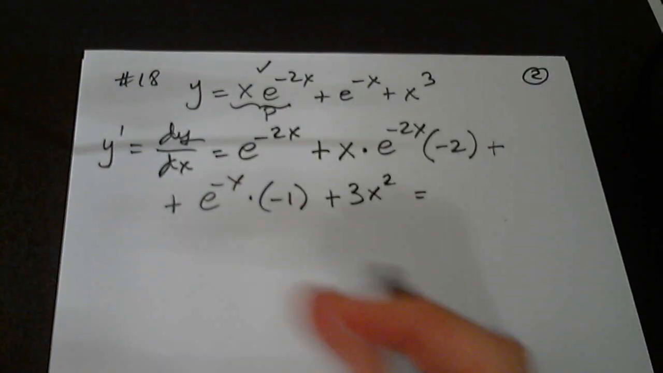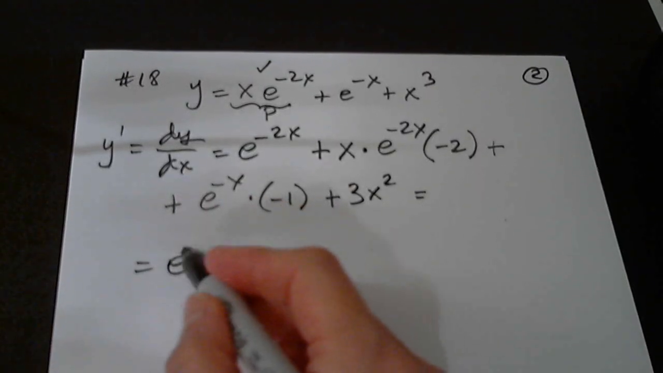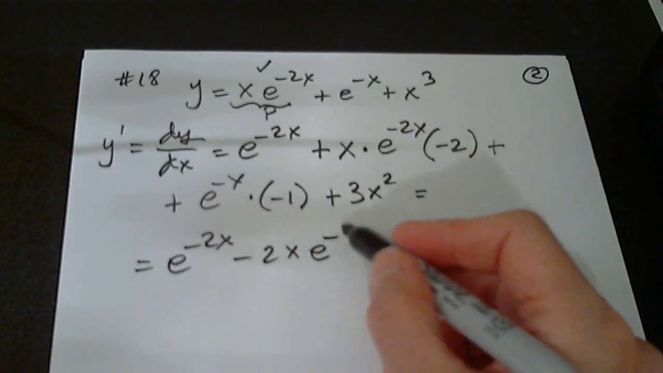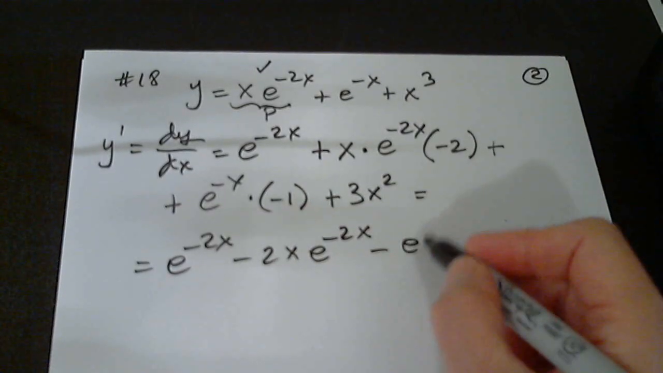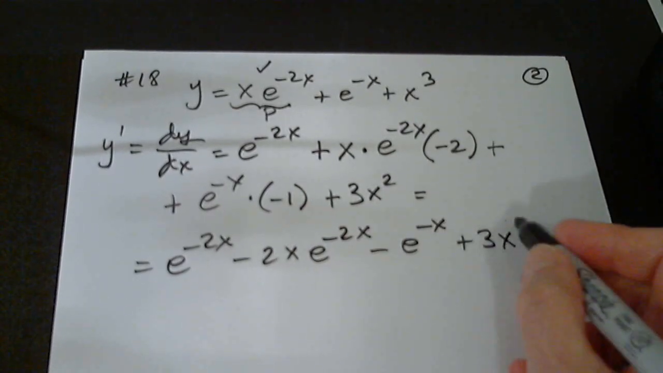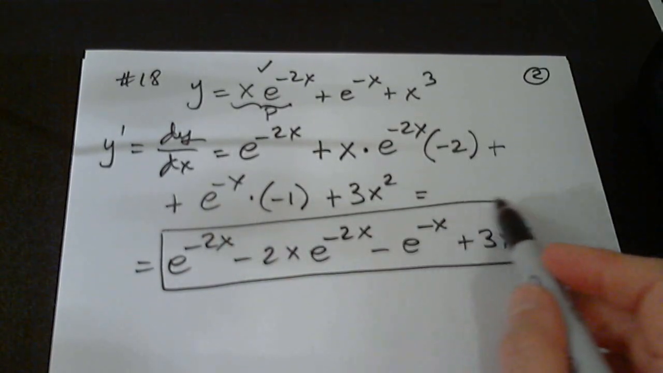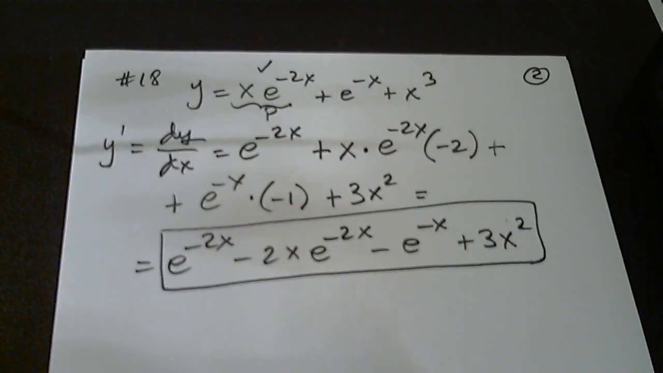So I'm going to try and organize it a little bit. Here I have negative 2x e to negative 2x. Here I have negative e to negative x plus 3x squared. And this is it. No one can do anything else to this. Carved in stone. Questions on this problem, or we move on to another? We do one more like that. Of course. Let's choose.